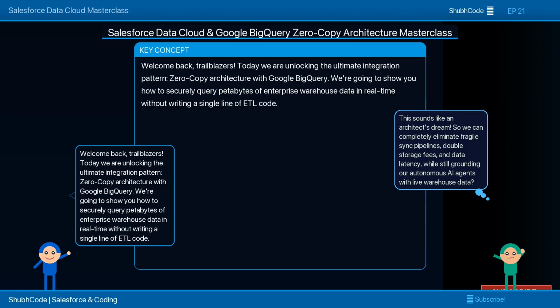Welcome back, Trailblazers. Today we are unlocking the ultimate integration pattern, zero-copy architecture with Google BigQuery. We're going to show you how to securely query petabytes of enterprise warehouse data in real time without writing a single line of ETL code. This sounds like an architect's dream. So we can completely eliminate fragile sync pipelines, double storage fees, and data latency, while still grounding our autonomous AI agents with live warehouse data?